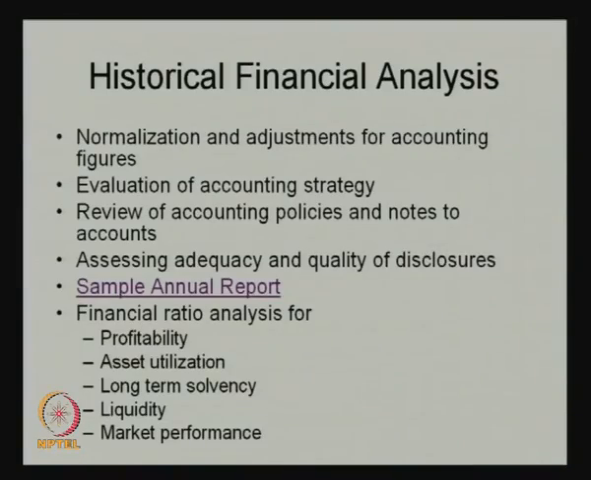So, the first thing in historical financial analysis is called normalization and adjustments for accounting figures. Certain accounting policies are allowed to be different for different companies. A company can choose between different methods of inventory valuation and different methods of depreciation. So, certain subjectivity could be there in the preparation of financial statements, which is not illegal as such, but allowed by the system. If that is the case, it is better that we normalize them and make them comparable.